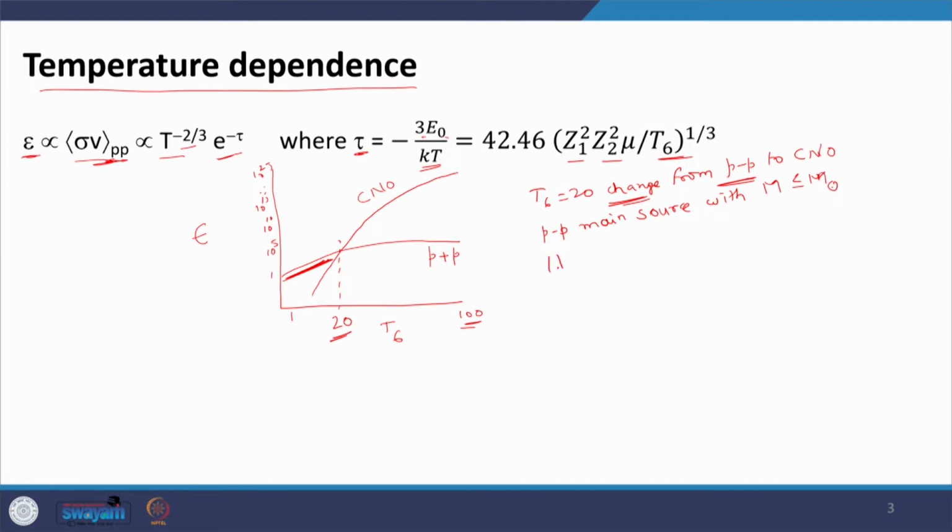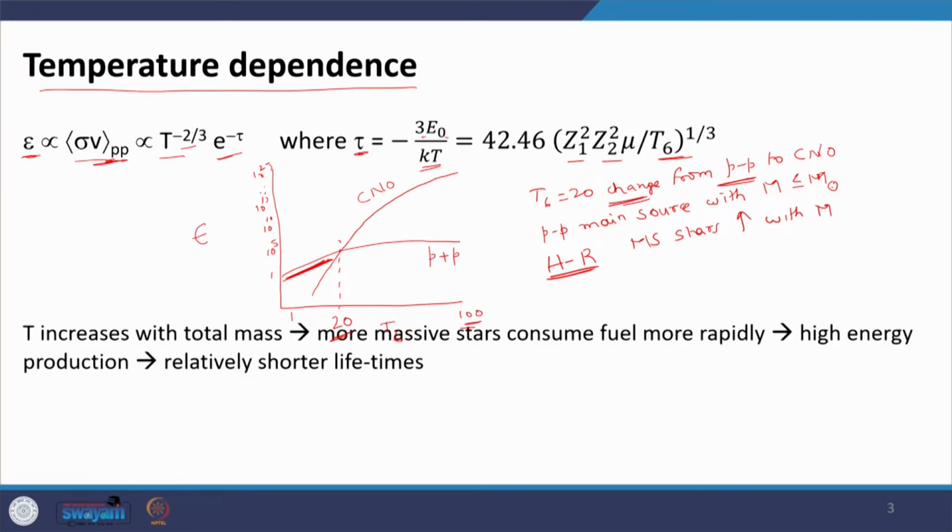And in the HR diagram, if you remember, the temperature of main sequence stars increases with mass. So, based on this we can say that the temperature increases with total mass, that is quite natural to understand. That means more massive stars consume fuel more rapidly. The mass is more, the fuel consumption is happening at a better rate, that leads to high energy production. However, these kinds of stars will have shorter lifetimes.